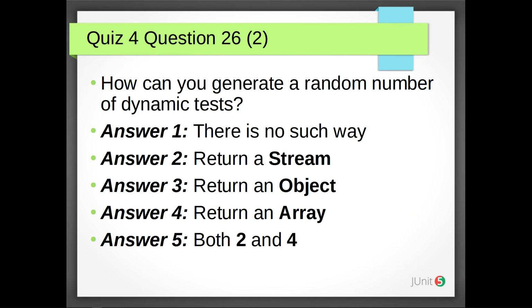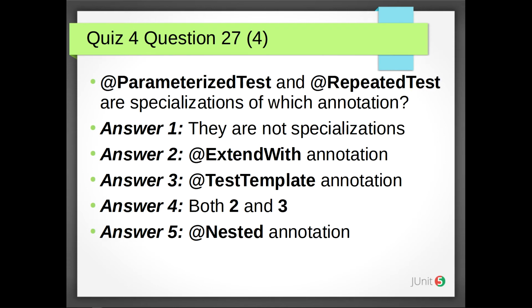Quiz 4, question 26. How can you generate a random number of dynamic tests? Answer 1. There is no such way. Answer 2. Return a string. Answer 3. Return an object. Answer 4. Return an array. Answer 5. Both 2 and 4. And so the Stream class allows you to add things on the fly, and that's the best way to generate a random number of dynamic tests if you must do so.